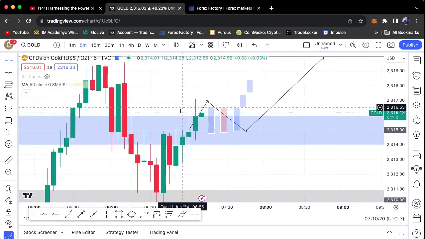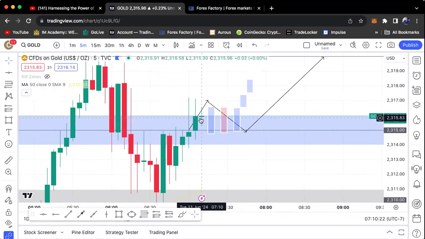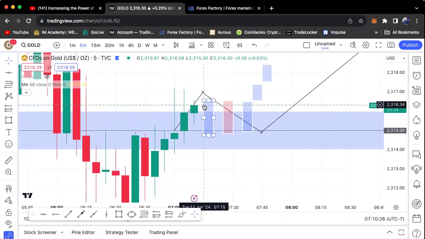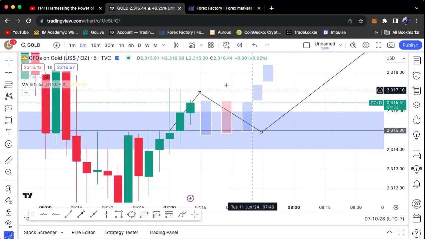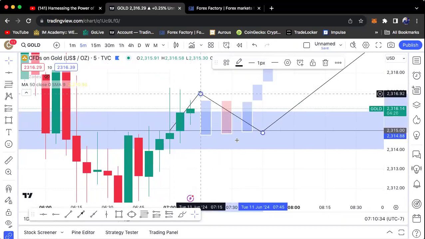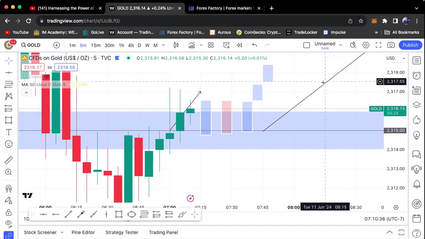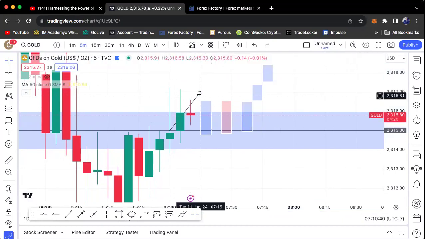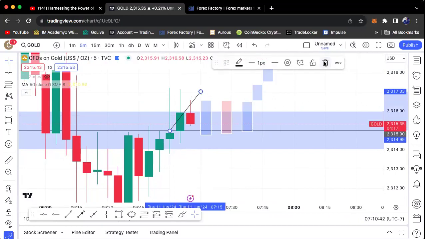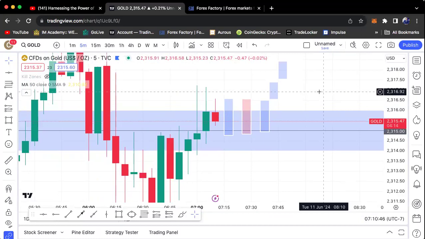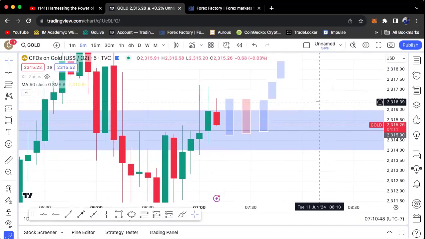Okay, cool. So price, yeah, price broke. Ooh, almost broke above, but you still count that. Now I'm waiting for that bearish candle to form. There you go. See that bearish candle? I like to see that. Waiting for that bearish candle.